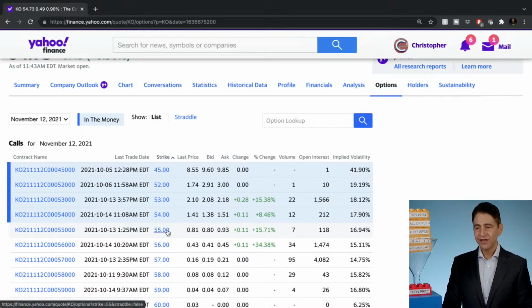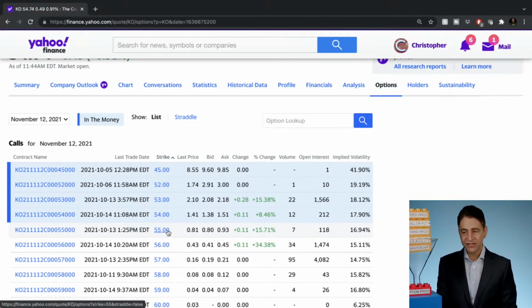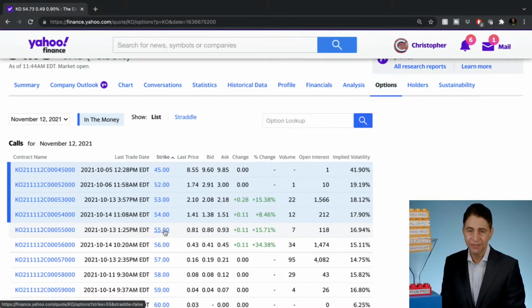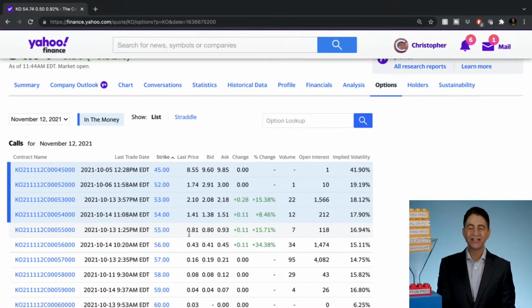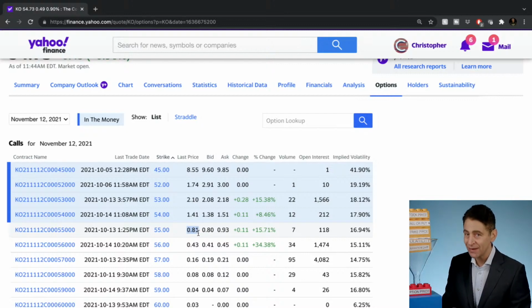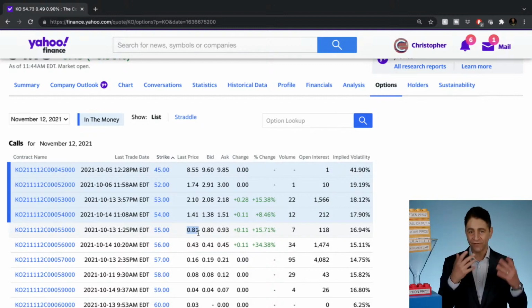And that means if by November 12th, when this expires, remember there's the element of time, the stock of Coca-Cola is say $60, then I make several hundred times the money I invested. Worst case scenario, if it's below $55 by November 12th, I lose just this amount here, which is 81 cents times 100. Remember, options are always in lots of 100.